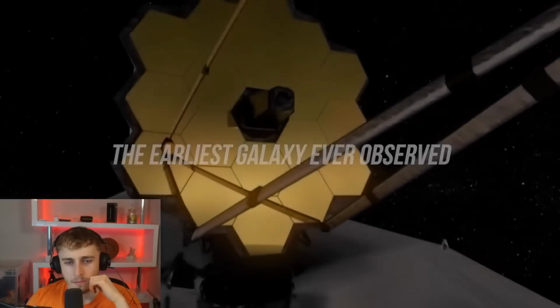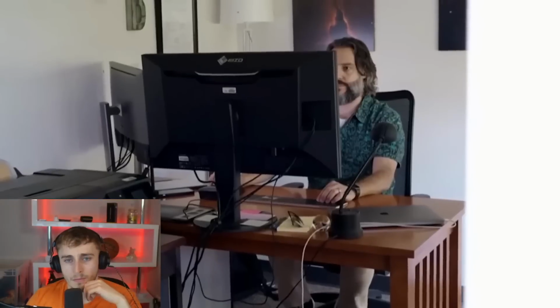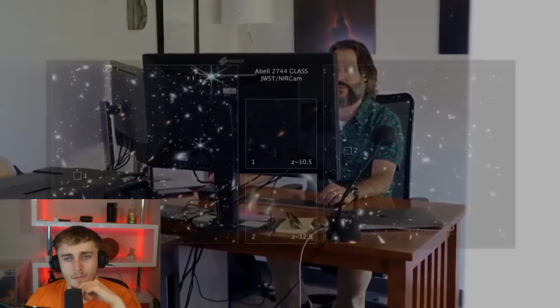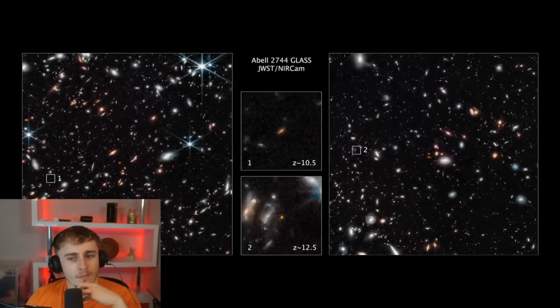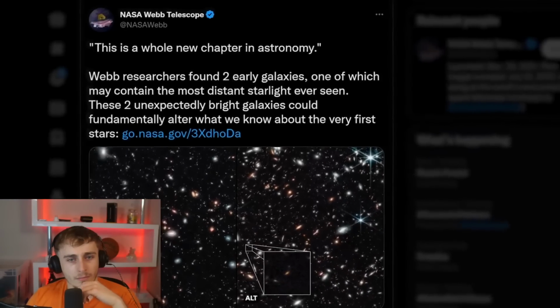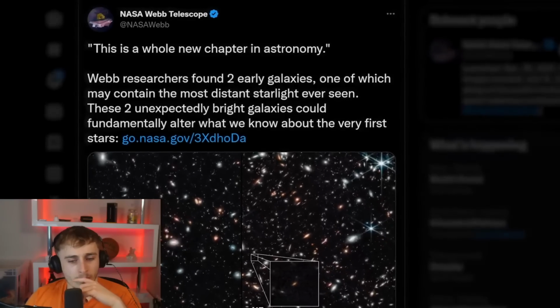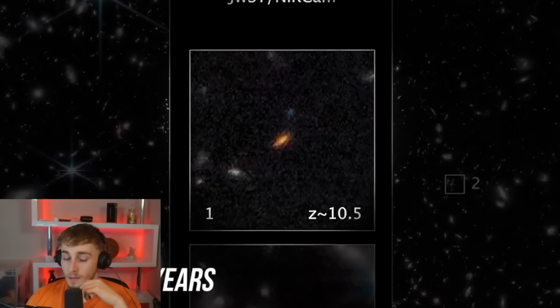Just a few short days after the James Webb Telescope began sending images back to Earth, the information astronomers gathered was immense. Within just 4 days, researchers found two new galaxies. But it wasn't just the discovery that was a surprise. It was the record-breaking distance, because one of these galaxies was confirmed to be the most distant starlight ever observed, dating back a calculated 350 million years after the beginning of the universe. For context, our observable universe is said to be 13 billion years old.